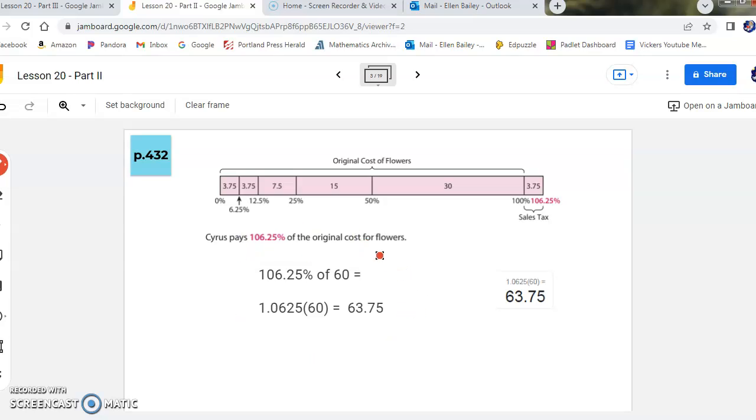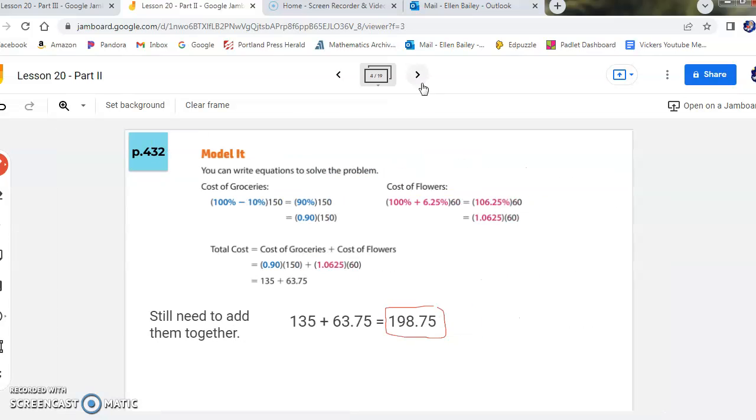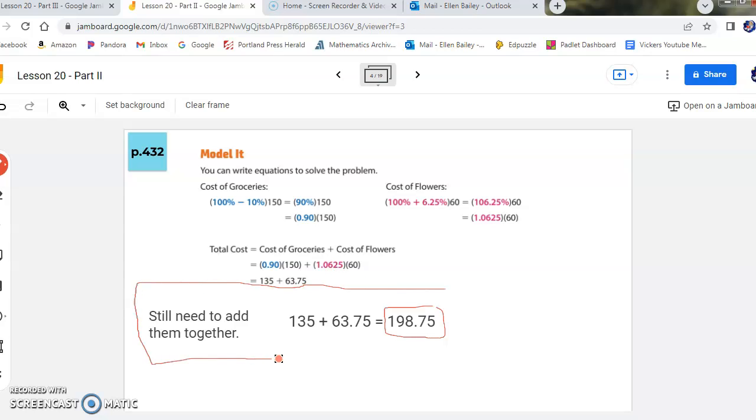Now, if you don't quite get this, don't worry. I would like you to write this, though, on page 432 somewhere. We will be going over this more in the next couple of problems. All right, moving along. On the model it, this is the way we did it. We actually figured out the percentages and then figured out what the cost of the groceries was and then what the cost of the flowers was. Well, you still need to add them together. So I would like you to write this down, and we got a total of 198.75.